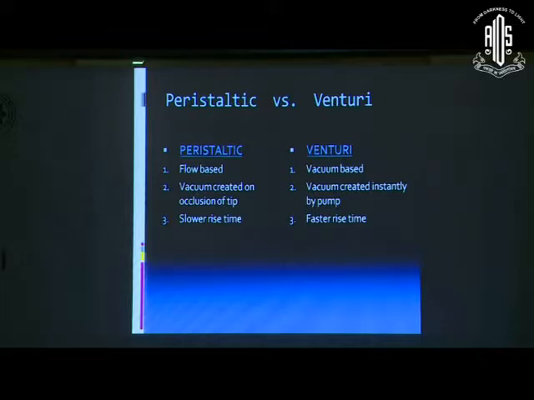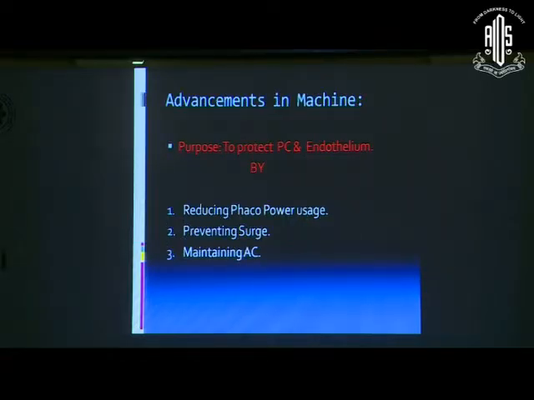So, a peristaltic has a slower rise time and hence considered safer. A venturi has a faster rise time. Flow is constant until occlusion in the peristaltic machines, but flow varies with vacuum level in a venturi machine. This is the basic of a machine.